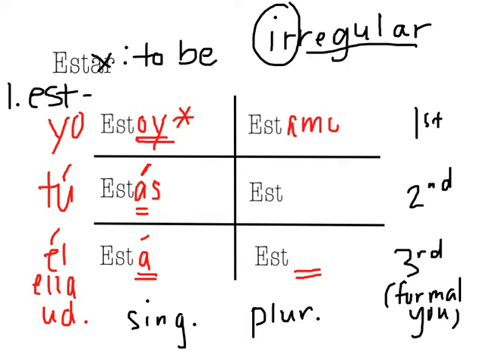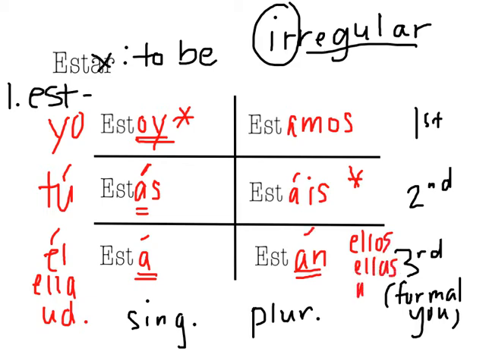Nosotros estamos. That one's normal. Vosotros estáis, in Spain only. And then ellos, ellas, or ustedes están, and make sure you have that accent there. This is nosotros. This is vosotros.